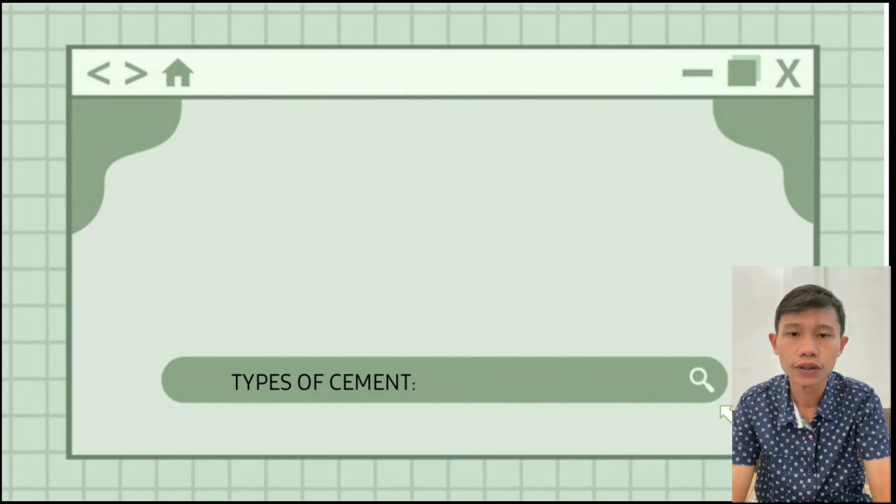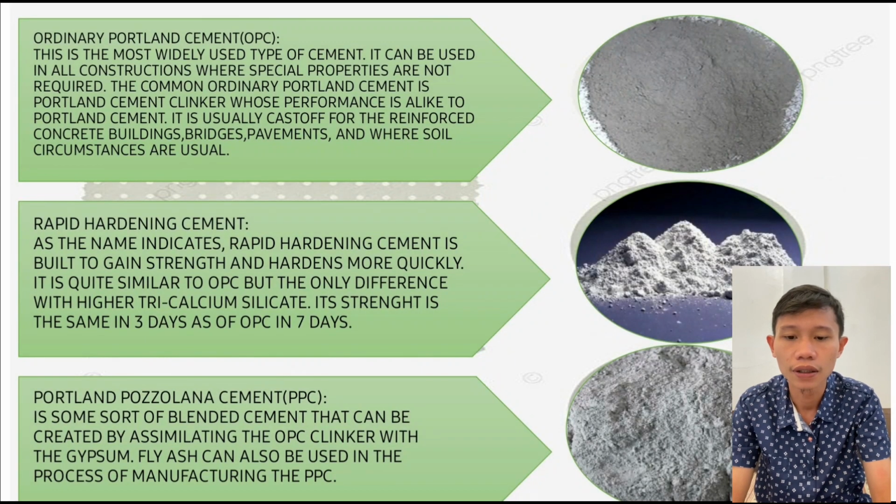There are various uses of cement in the construction industry, depending upon the use and the strength required. There have been many types of cement developed by researchers. So we have 11 types of cement. The first type of cement that I will introduce to you is the ordinary Portland cement, or the OPC.